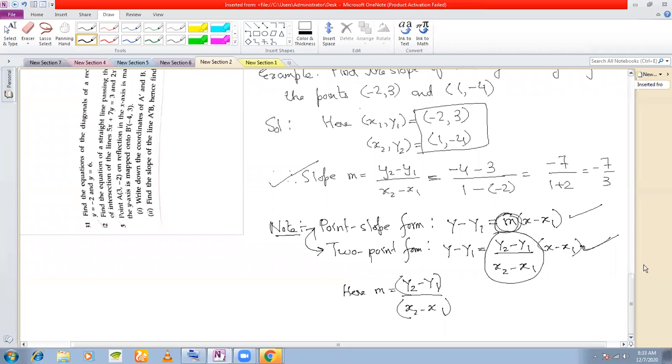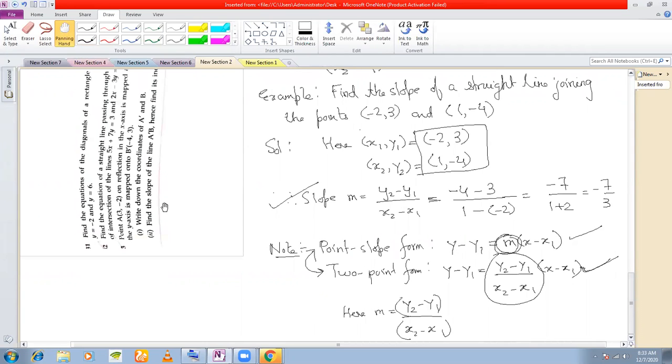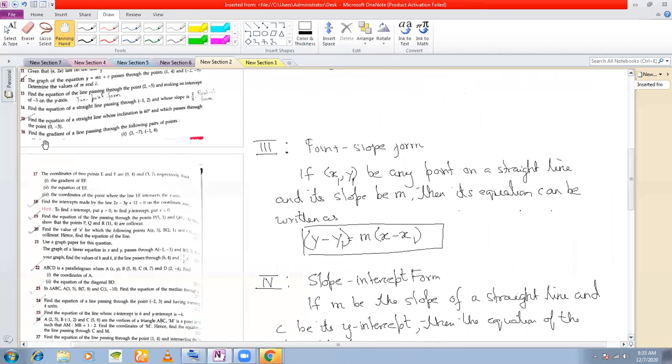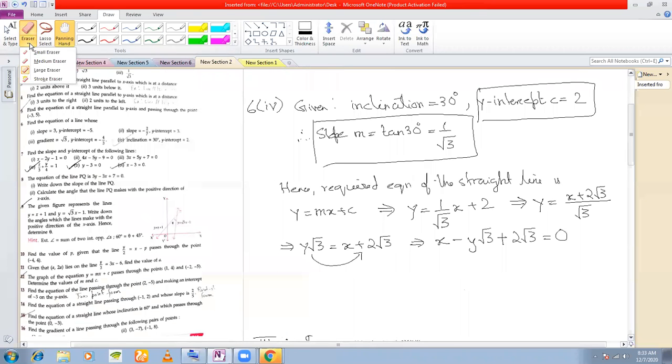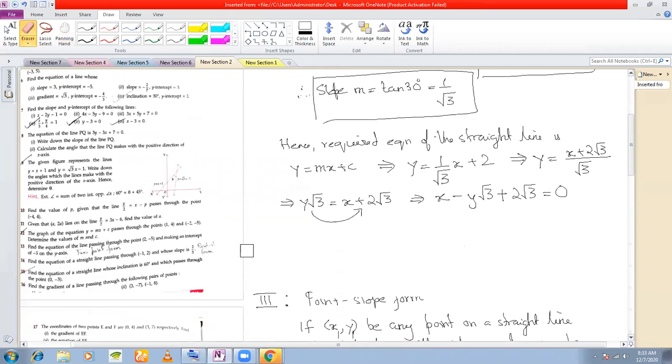Okay, so that is what this is. I haven't worked out any problem on two point form, so just one problem on two point form, and that will finish your theory part of straight lines. Let's see if I have a problem here.